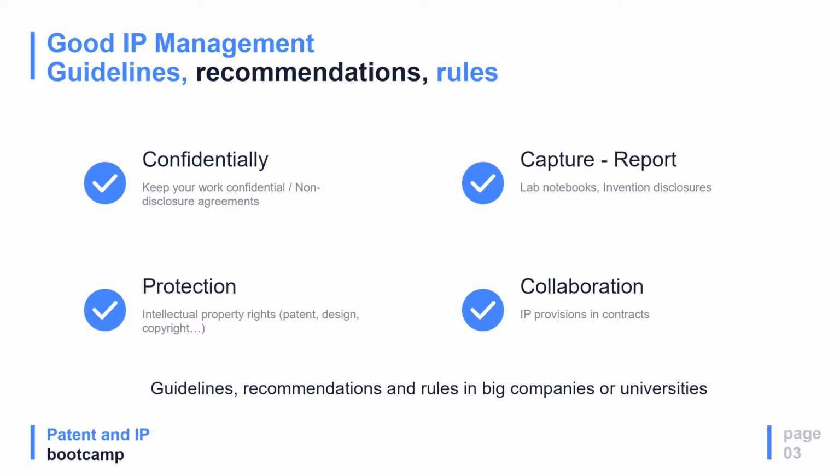If you collaborate with others, there must be some contracts, and there should be some IP provisions included as well, so that everything is clear who owns the intellectual property. And all in all these rules and recommendations should be written down in universities or big companies, so every researcher and every developer can see what he has to do and how to do it in a good way.